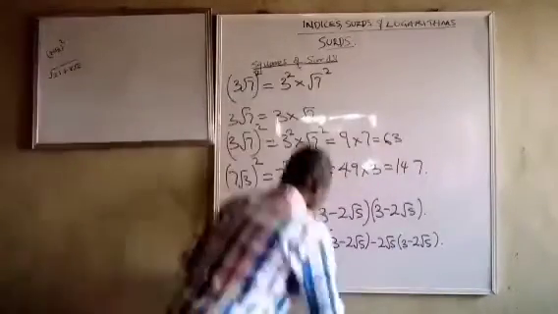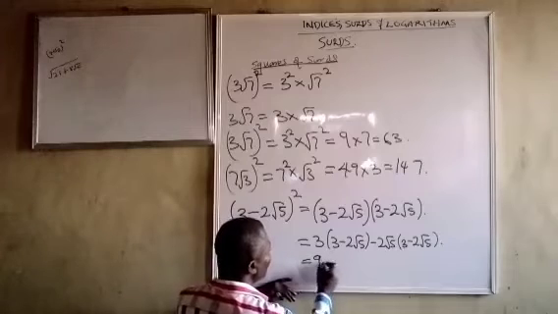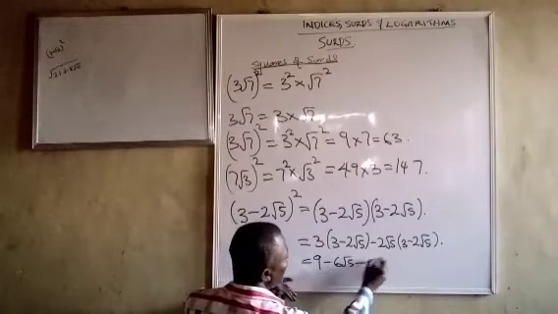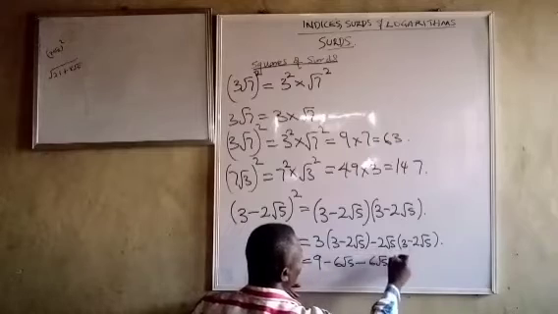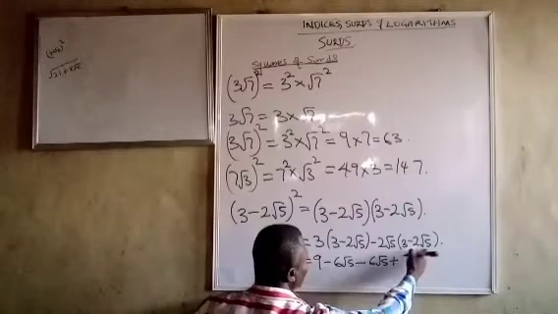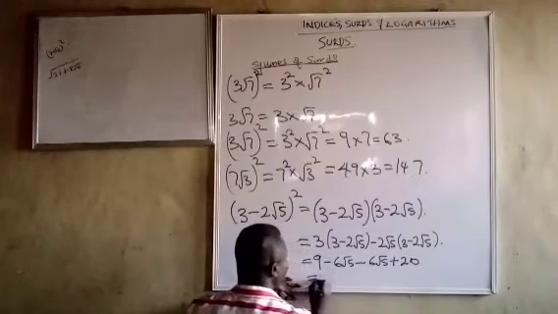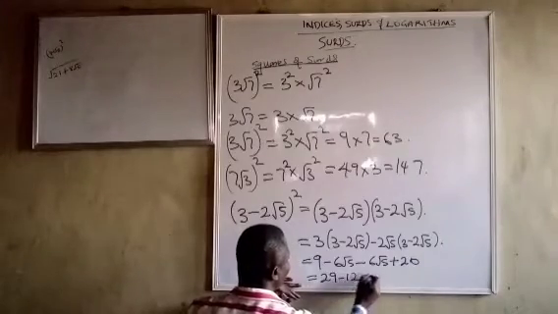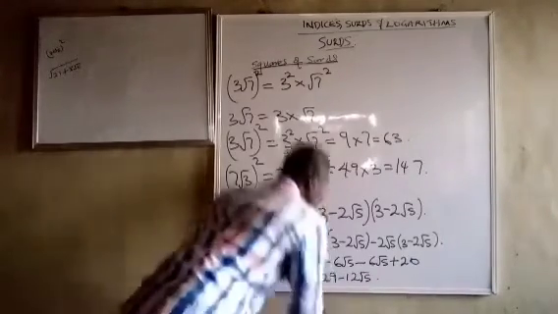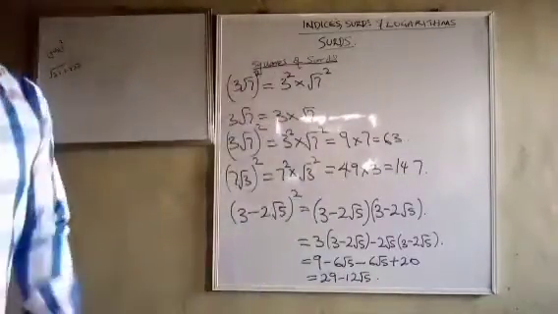And what does that give us? 9 minus 6 root 5 minus 6 root 5. So this one is plus 4 times 5, plus 20. At the end of the day, we are going to have 29 minus 12 root 5.